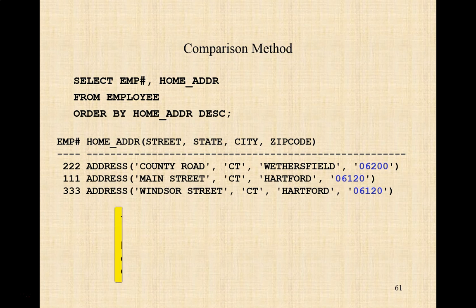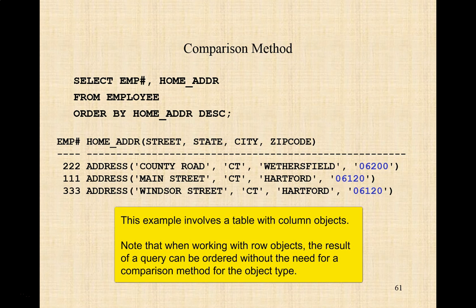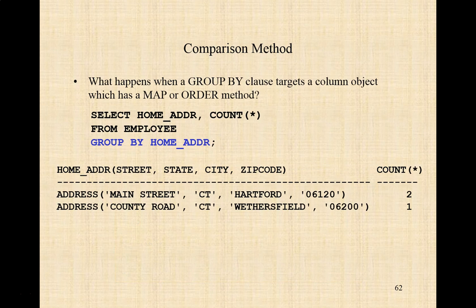We also note that the order by clause can be used with a row object even without the existence of a map or order method. The reason is that the typed table or object table, the table of objects, can be operated on like a traditional relational table. So that's why in this example, we're creating column objects to show you the specific need for the comparison method. Consider what happens if we have a group by and we have a map or order method available.